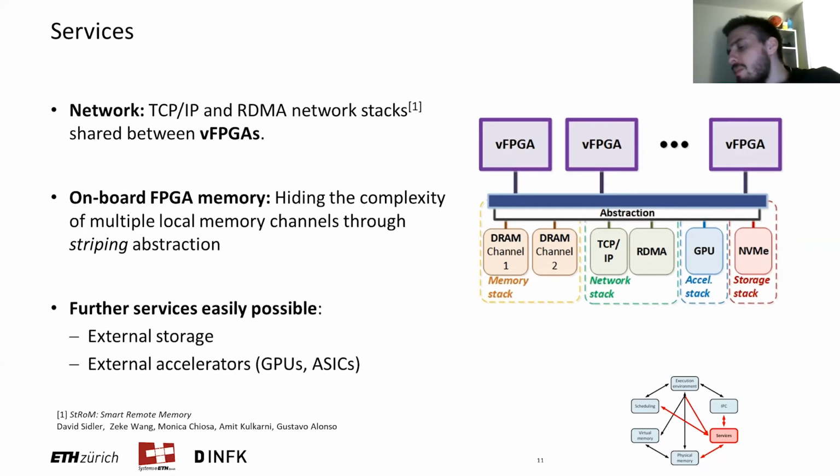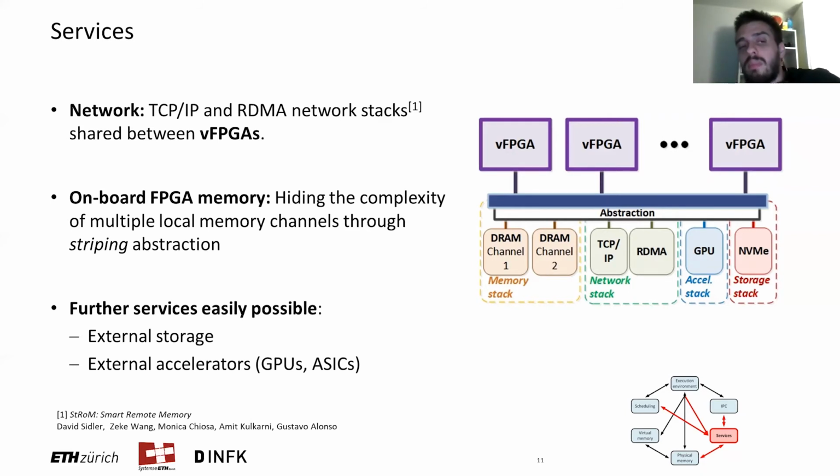Now, similarly, Coyote implements a memory stack abstraction. It hides the complexity of multiple FPGA memory channels by using striping, which preserves the simple one-channel interface, but optimizes the bandwidth across all available channels. It also adds quite a bit to the portability, as the user logic doesn't really need to care how many channels are attached. And further services along these lines are easily possible over these common interfaces, so external storage, maybe some external accelerators, and so on.